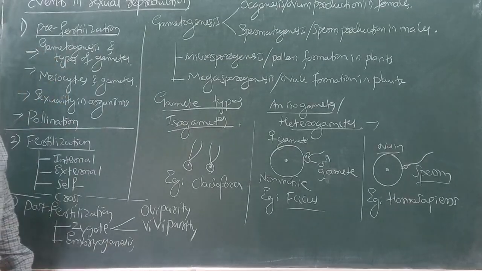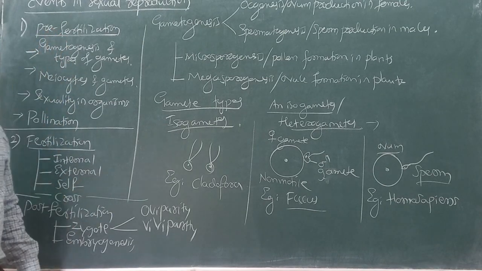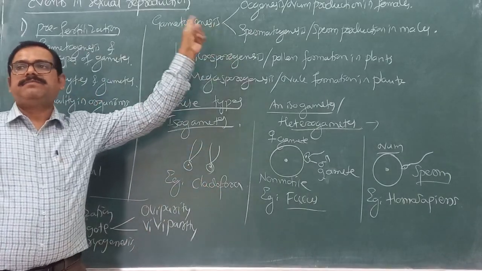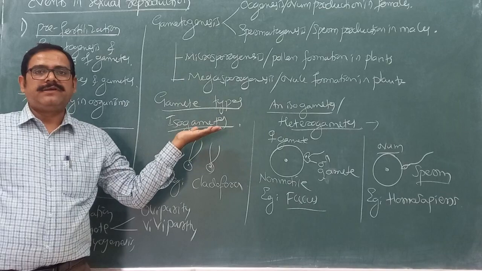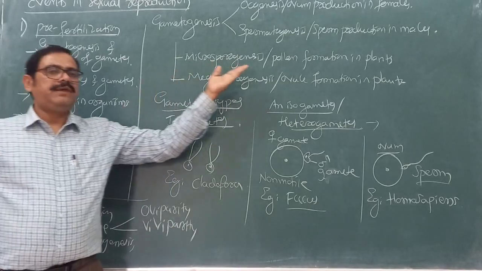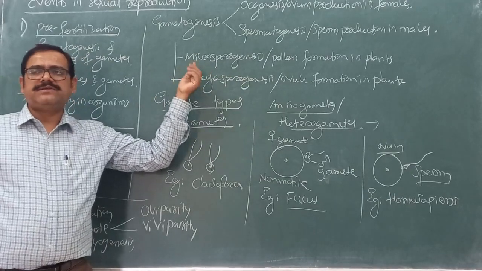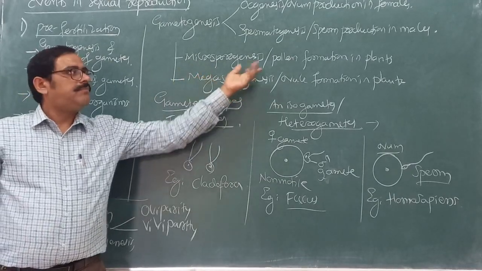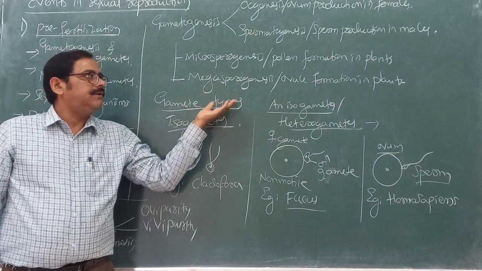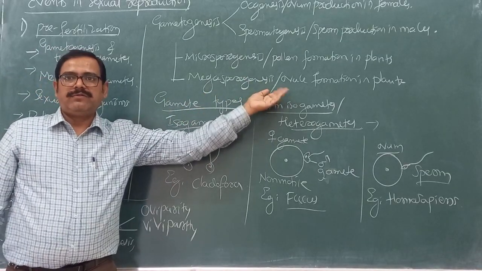Sexual reproduction also involves the pre-fertilization event, gamete production. In animals, male gamete production is spermatogenesis, and female gamete production is oogenesis. In plants, production of the male gamete is microsporogenesis, smaller in size. So they are pollen grains, we say. Megasporogenesis, larger in size, is the formation of the ovule.